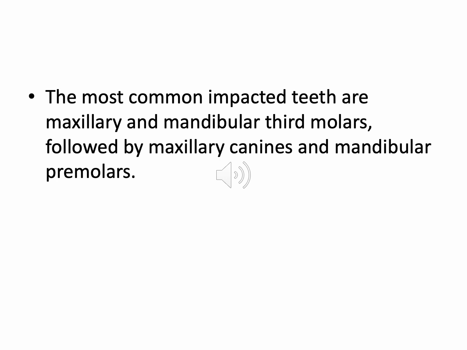In the maxilla, the canine typically erupts after the premolars. So if there's not much space, the incisors and the premolars are going to use it all up, blocking out your canines. And in the mandible, the premolars usually come in after the canine. So once again, they tend to be the ones that get left out and get impacted in the mandibular arch.